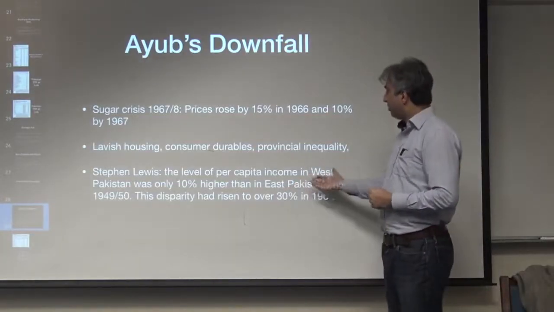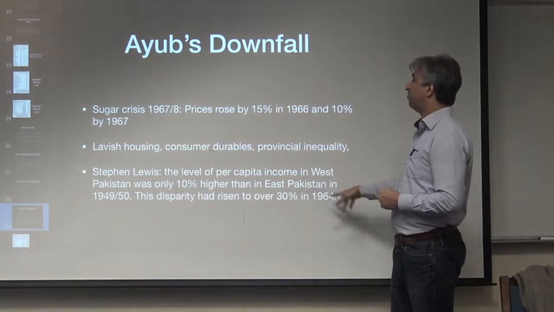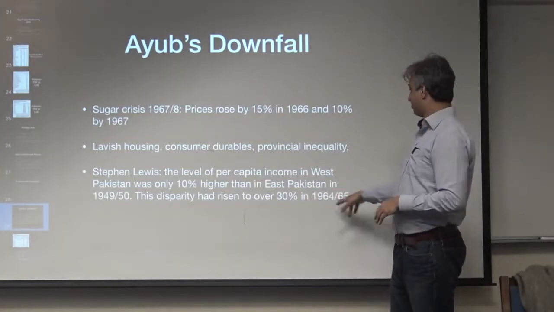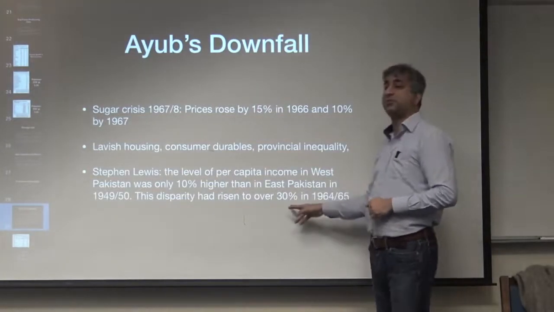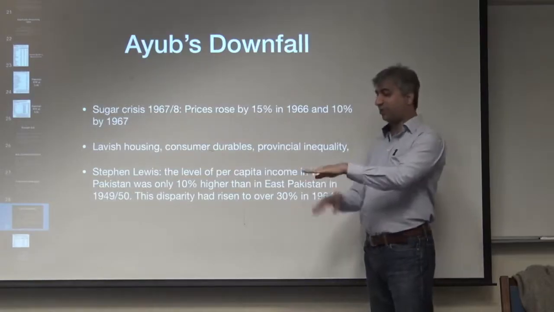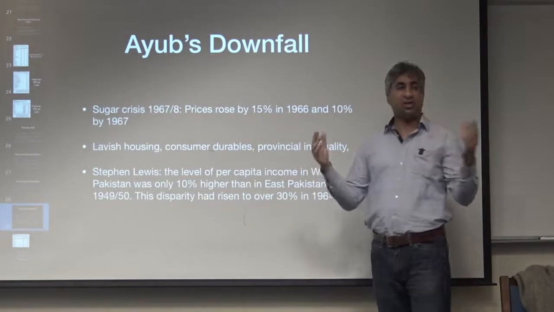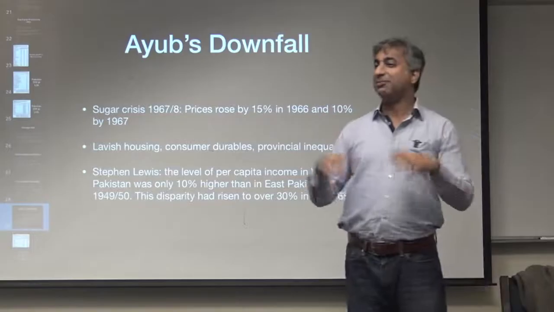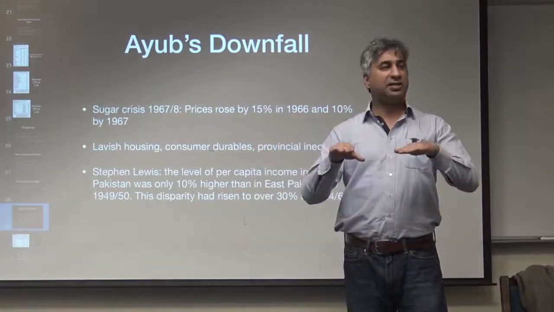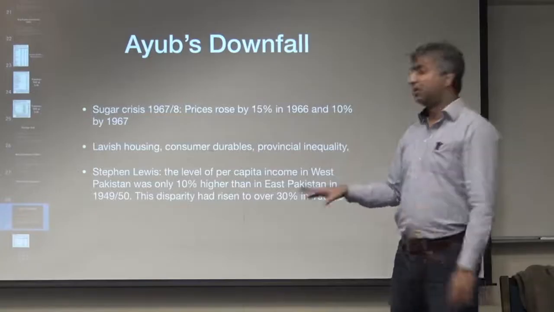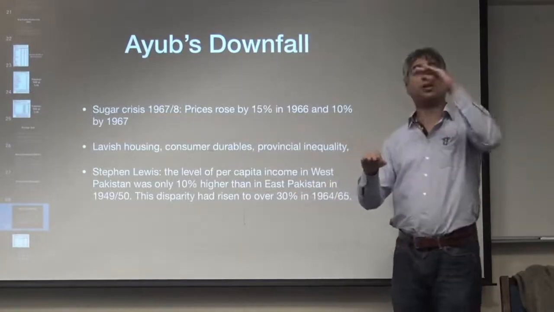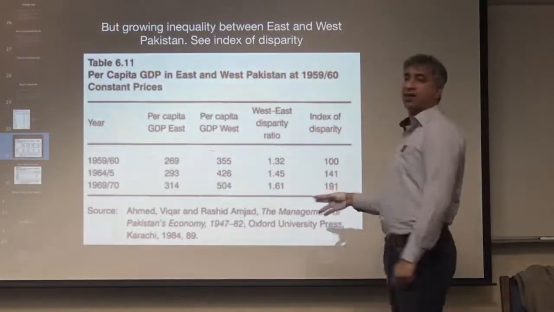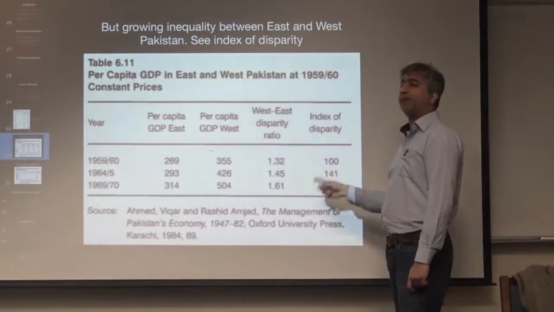Here's another example. Between West and East Pakistan, per capita income in West Pakistan was only 10% higher than in East Pakistan. But by 1964, this was now 30% higher in West Pakistan. So first we were 10% higher than them, now we were 30%. Now these are huge populations we're talking about, and for income to rise from 10% to 30% is a massive jump. The inequality between East and West Pakistan is definitely growing very, very rapidly.